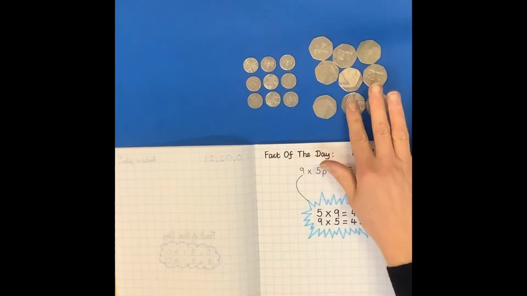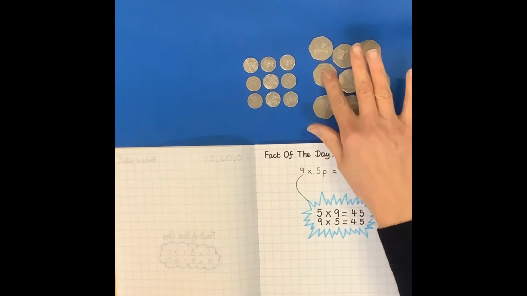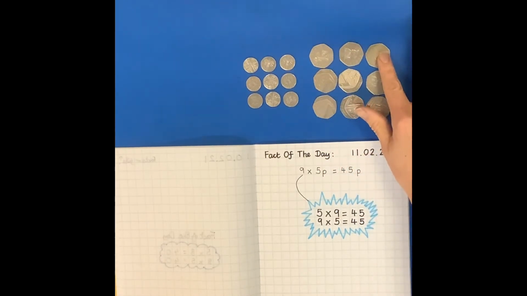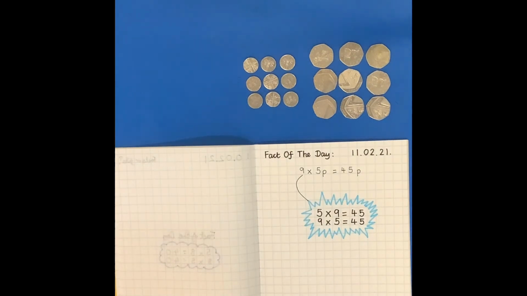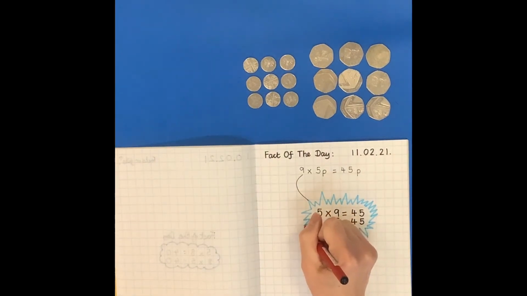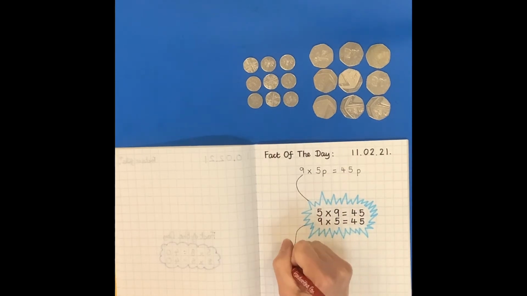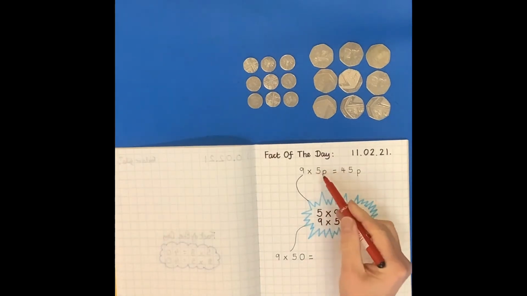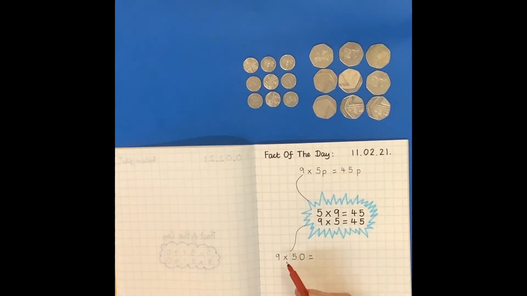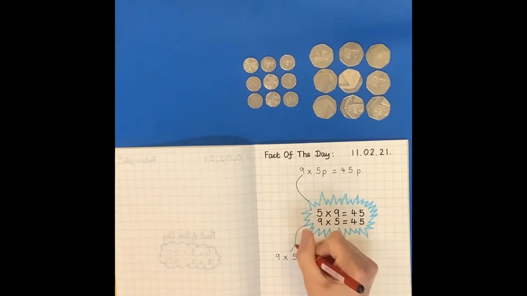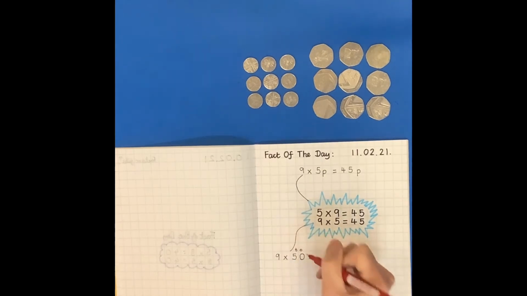So sliding across the table to join my 9 lots of 5 pence, here I've got 9 lots of 5 tens, 9 lots of 50 pence. So I'm going to write this maths fact somewhere else. So 9 times 50 equals, well, we can use what we know to work it out. 9 times 5 tens, that means, because the 5 is in the tens column, 50 is 5 tens and no ones.